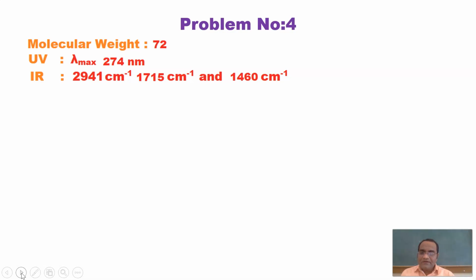IR is 2941 centimeter inverse, 1715 centimeter inverse, and 1460 centimeter inverse. So the first value and third value are just alkane stretch and bend. In between it is having 1715, so it will be a carbonyl.